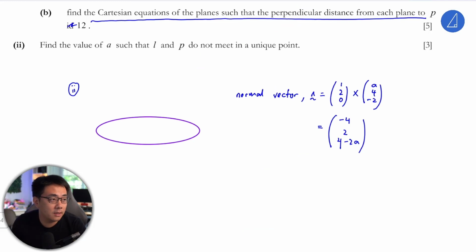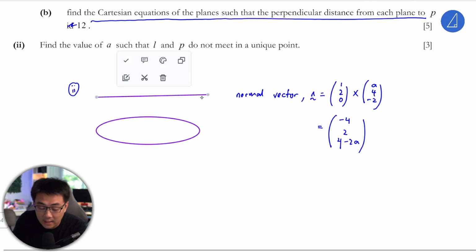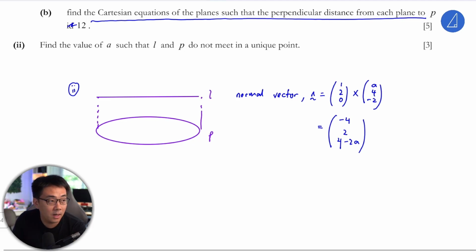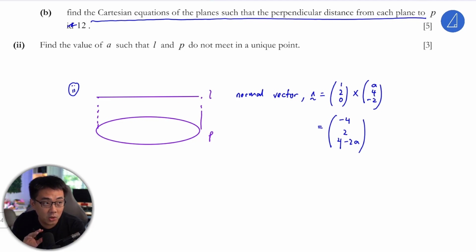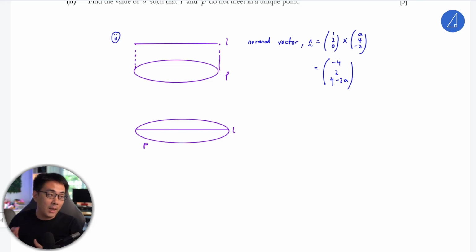But generally what you need to understand is finding the value A such that L does not meet P at a unique point. This means they cannot intersect at one point, so the line has to be parallel to the plane. Am I right? Now, line parallel to the plane is not sufficient. Why is it not sufficient? Because if the line is on the plane, the line is also parallel to the plane. Do you agree?